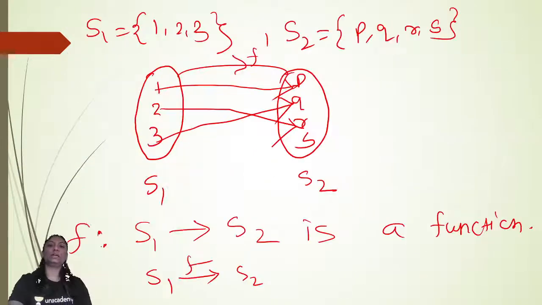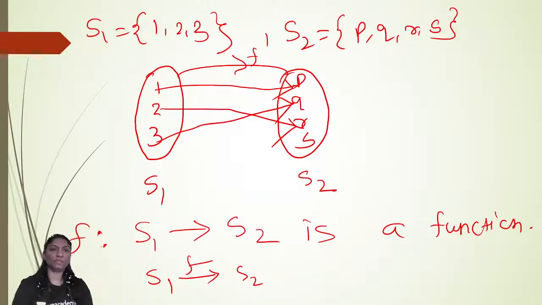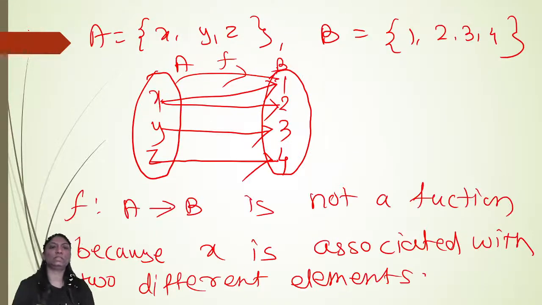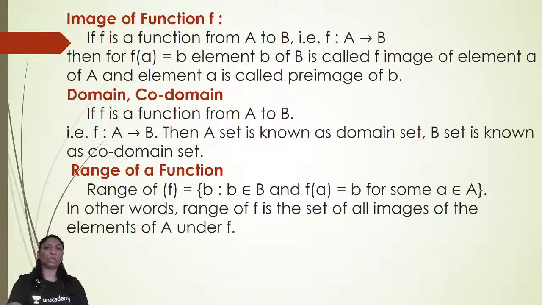Now see here, I elaborated, this is a function because every element has a unique image, right? This is example 1 and this is your example 2, in which the element does not have a unique image. So here x is associated with two different elements, so f is not a function. Okay, now what do you mean by image of a function?